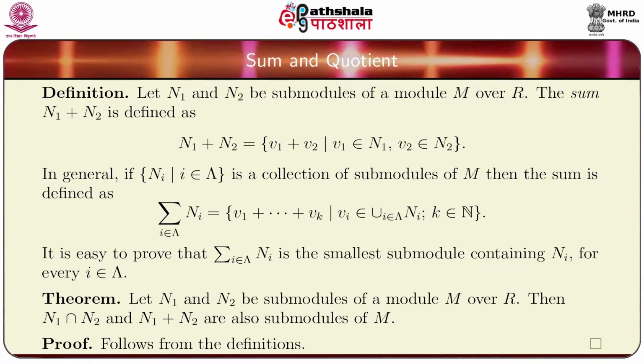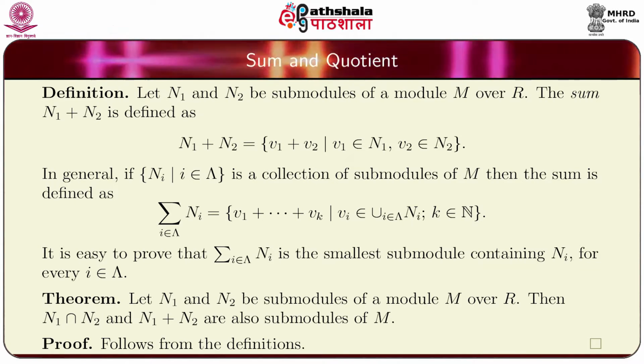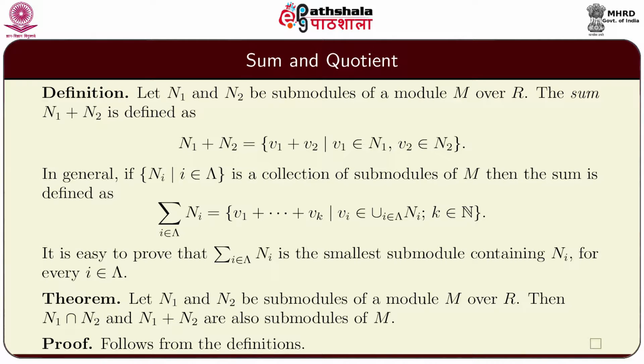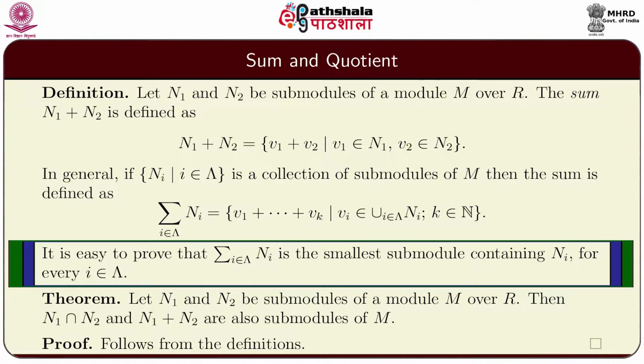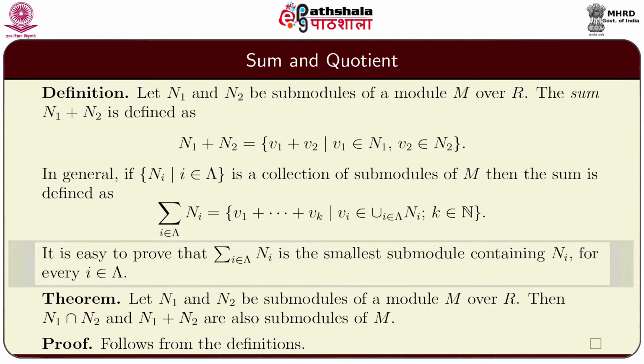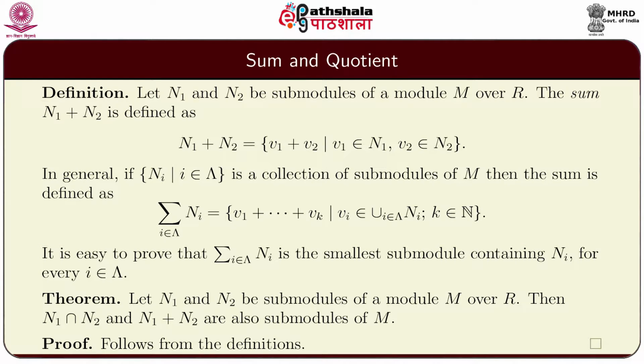Up to Vk, where Vi belongs to the union of all the Ni's, i belonging to lambda, and k runs through the set of natural numbers. It is easy to prove that this summation of Ni, which is the sum of the submodules Ni's, is the smallest submodule containing Ni for every i in lambda.